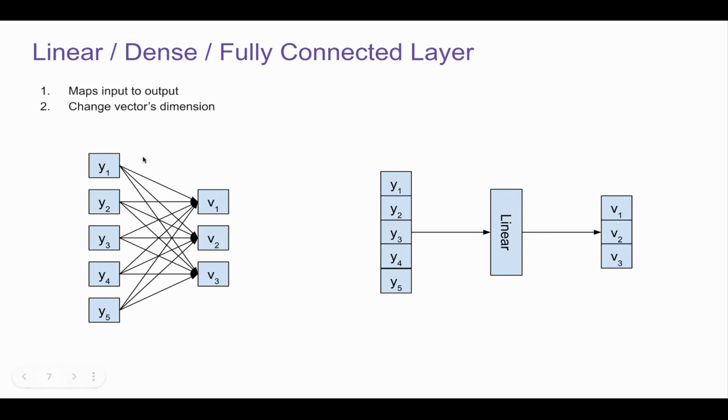In this way, we are able to map the input to the output, and we can also change the input dimension to the output dimension that we want. In this case, the example is that we change a 5 by 1 dimension to a 3 by 1 dimension. So this is how a linear, dense, or fully connected layer drops the concatenated dimensions back to the original dimension that we want.